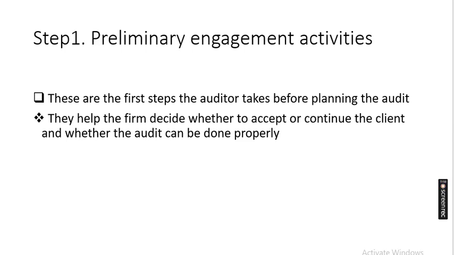So preliminary engagement activities. This is the first step in audit planning. So when you're carrying out this stage, it will help you as a firm to decide whether you have to accept or continue with the client, and whether your audit can be done properly. So looking at the nature of your client, you can decide whether you can conduct your audit properly or not. So that's the first thing. Now in preliminary engagement activities, these are the activities that we conduct.